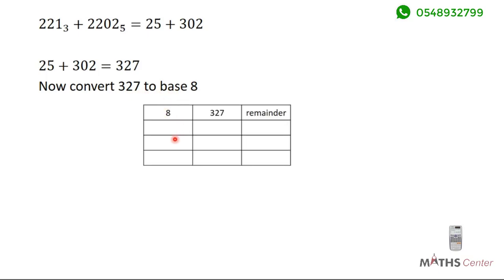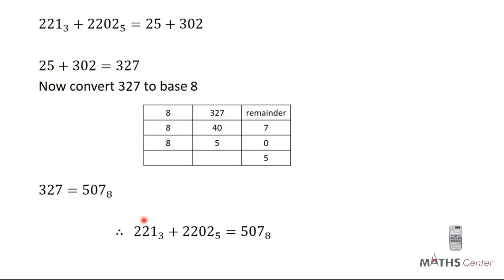So we now convert 327 to base 8. And in converting it to base 8, we draw our table. You divide 327 by 8, you get 40, remainder 7. You divide 40 by 8, you get 5, remainder 0. Now since 5 is smaller than 8, you write it here as the last digit. So that will give us 507 in base 8. So 327 in base 10 will give us 507 base 8. So we can say that therefore 221 base 3 plus 2202 base 5 will give us 507 base 8.